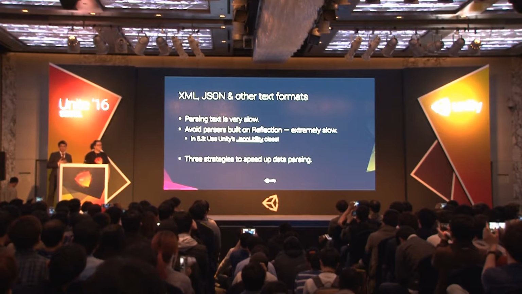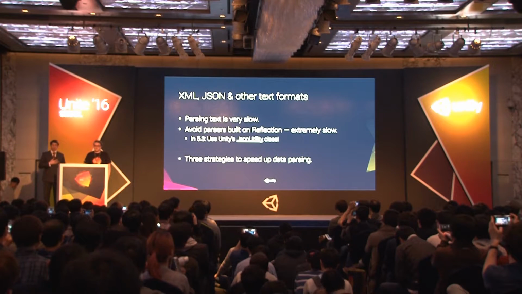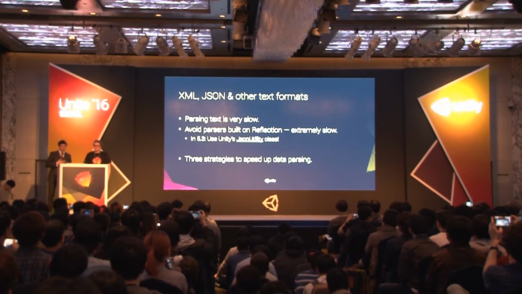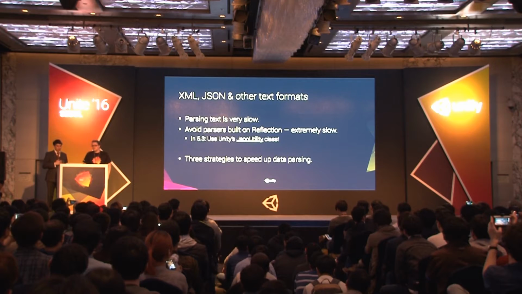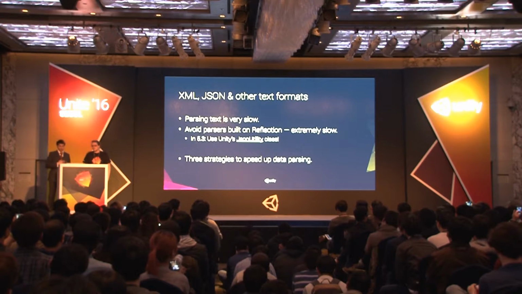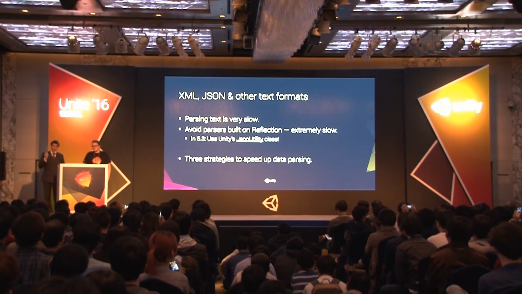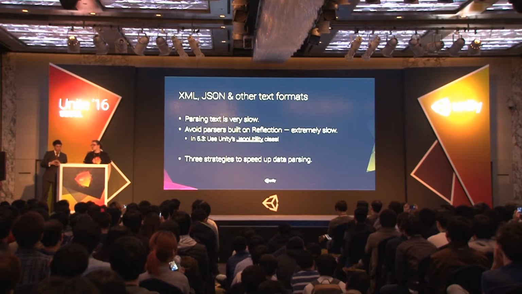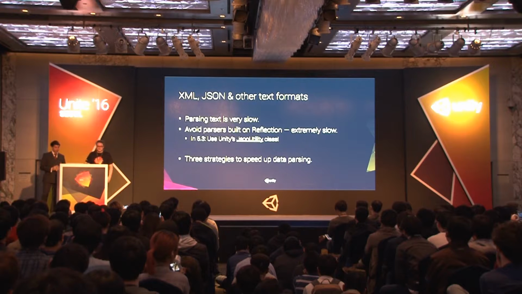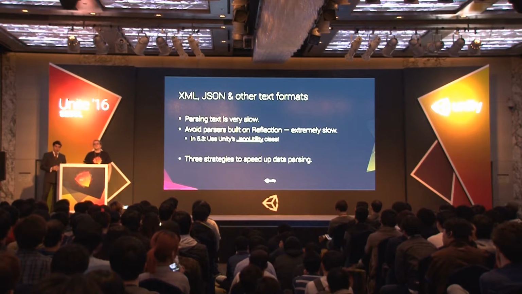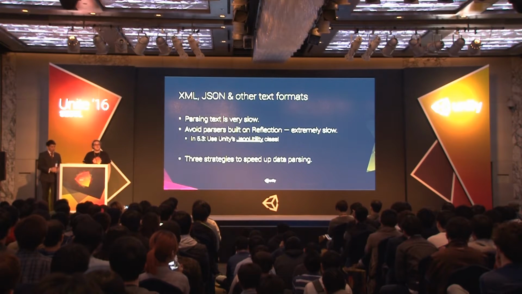Now, one of the major reasons that we find when we're looking at products for slow loading times is parsing text. A lot of people use JSON or XML to hold their game data. Many JSON and XML parsers are actually using reflection under the hood. Now, reflection lets your parser be very flexible, and that's great when you're still developing your game. You can iterate very quickly on your gameplay. However, reflection is very, very slow.